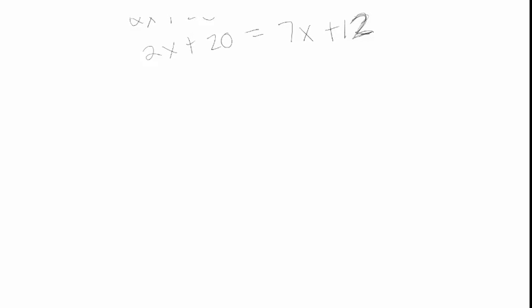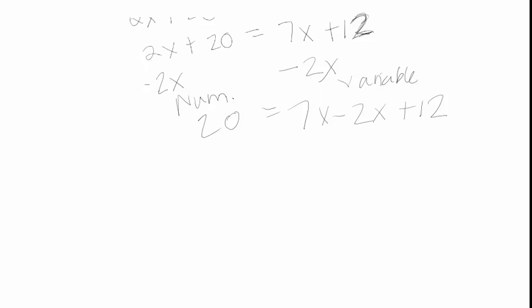It doesn't matter if you subtract 2x from both sides to get your x's over here, or if you were to do it the other way. Just pick a side and say, okay, I want this to be my numbers side, and I want this to be my variable side, and just be sure to stick with whatever you choose, okay? So now I just, again, combine like terms, leave this alone for now, and 7x minus 2x is 5x, plus 12.